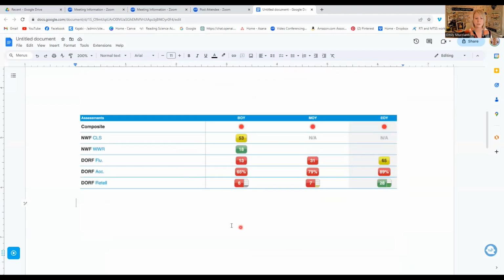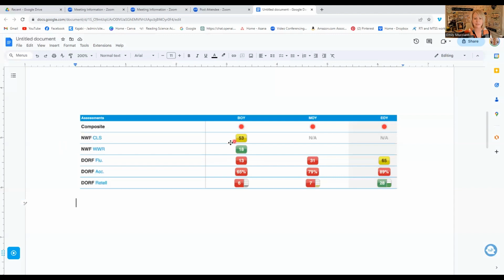So let's look at this one here. Same thing, nonsense word fluency, whole word read. 53 correct letter sounds, 18 whole words. Well, if you do the math, let's see. I think, again, these do not add up. So this 18 is completely wrong. This student also did not receive intervention because of this.